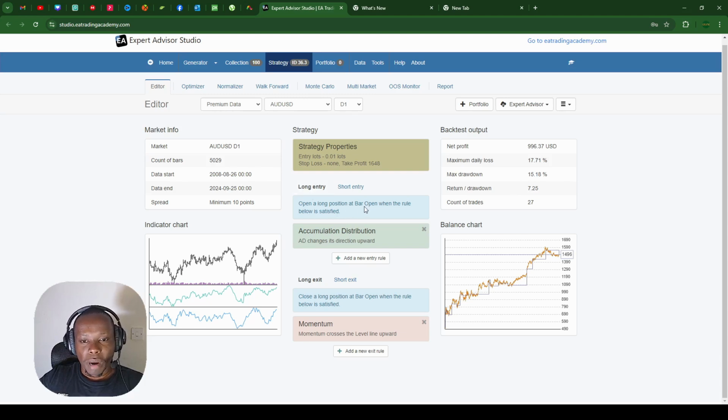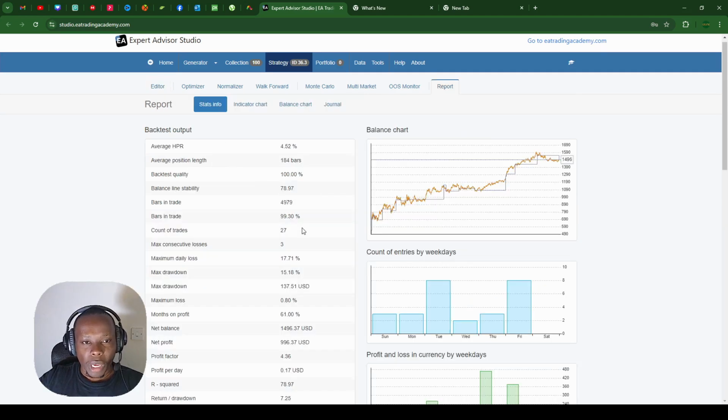So it's telling you the long entry: open a long position at bar open when the rule below is satisfied, which is the accumulation distribution rule. When the AD changes its direction upward, you get into a trade. How do you exit? Close a long position at bar open when momentum crosses the level line upward. So it will take some rules by itself, and it will get into and out of trades. Same thing with short entry. Now let's see something that I want people to pay attention to.